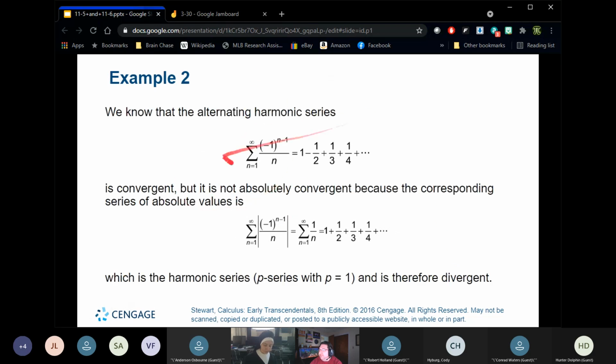Now the harmonic series I just talked about. The alternating harmonic series I know is convergent. However, if I took the absolute value of it, I have the harmonic series, and the harmonic series is not convergent. So this is an example of one that's called conditionally convergent. It's only convergent when it's in the alternating state, not when it's in the positive or negative state.